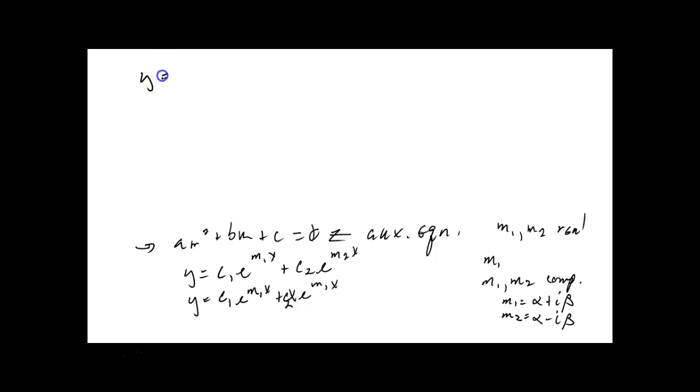So the y is equal to C1 they write it this way first. E to the alpha plus I beta x, that was what your M1 was, plus C2 e to the alpha minus I beta x. There's your solution. Isn't that messy? Totally messy. Okay? Now, in practice, we prefer to work with real functions instead of complex functions.